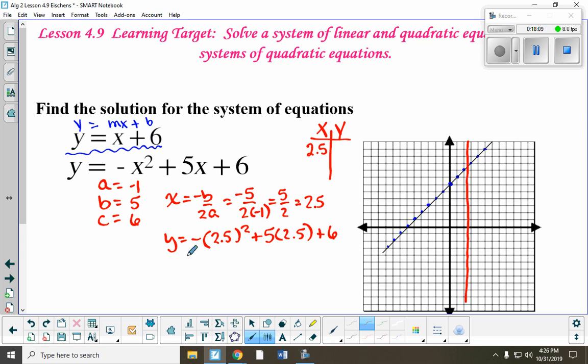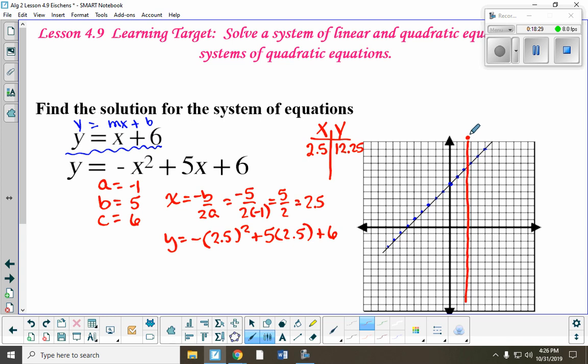Yes, it's 12.25. So when we substituted in 2.5 for x, out came 12.25. So we're going to go over 2.5 and up 12, 2, 3, 4, 5, 6. Just a hair up above. Right here is a vertex. Now we need some more points.